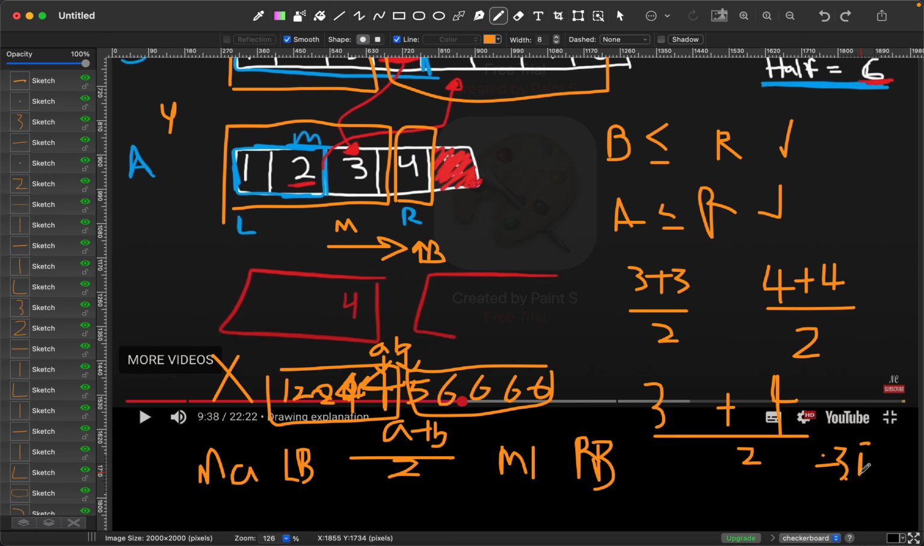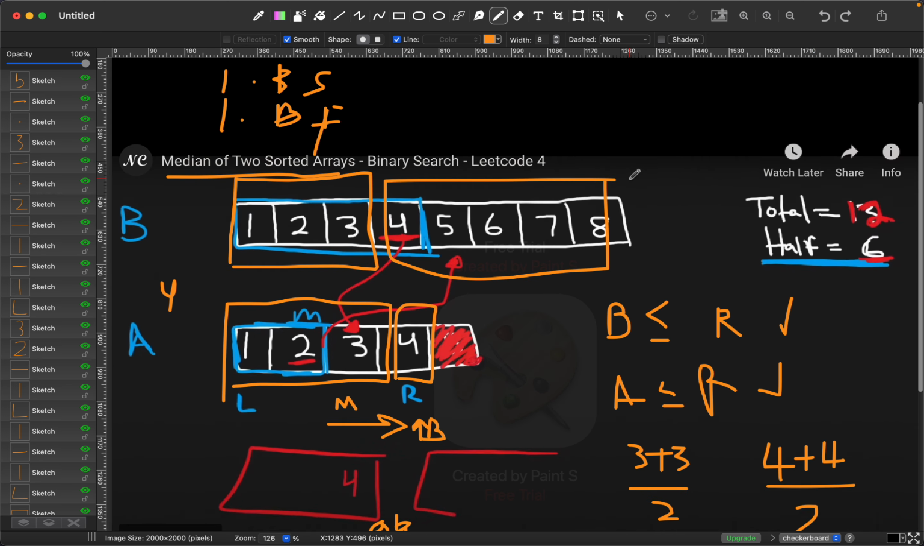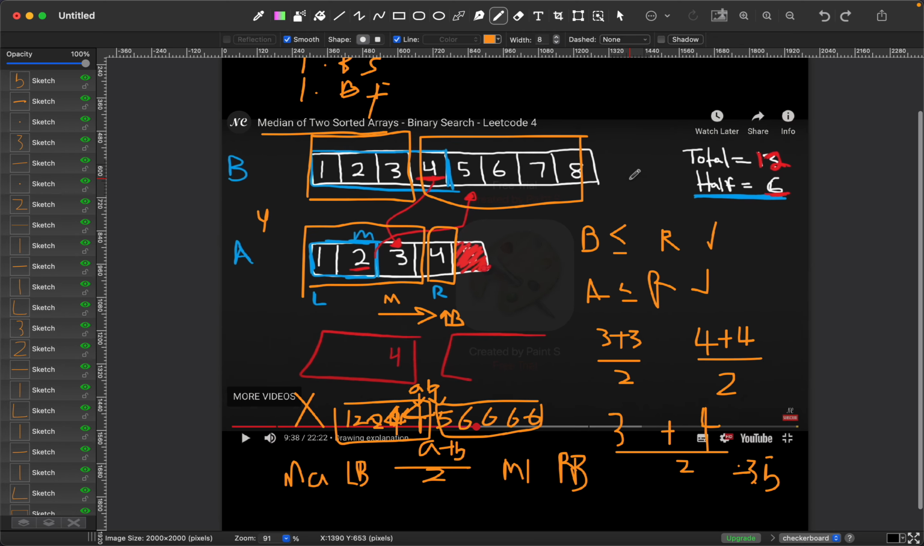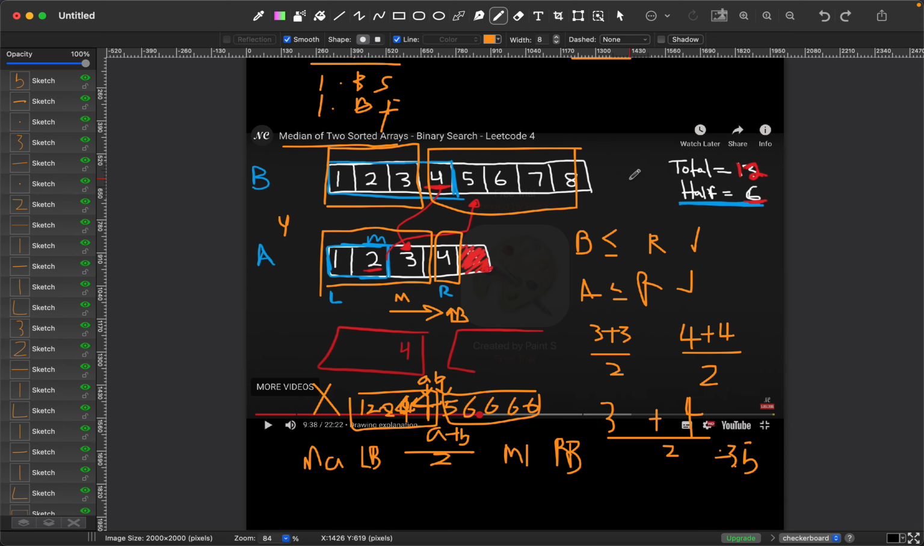So this one is our result value, and we send it back to your system. Here you go. This is your median for your 2 sorted arrays. So I think that's pretty much it.